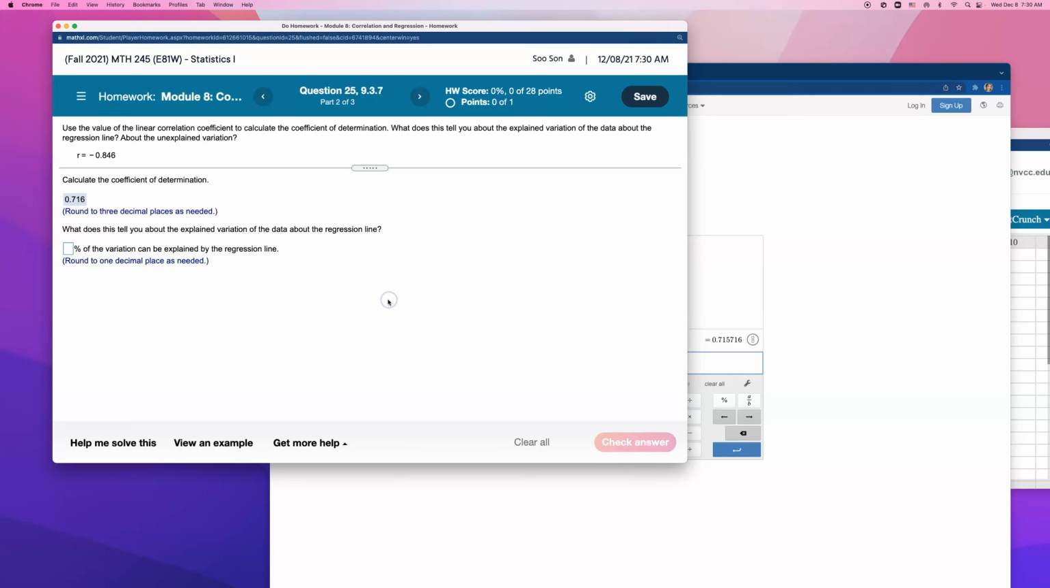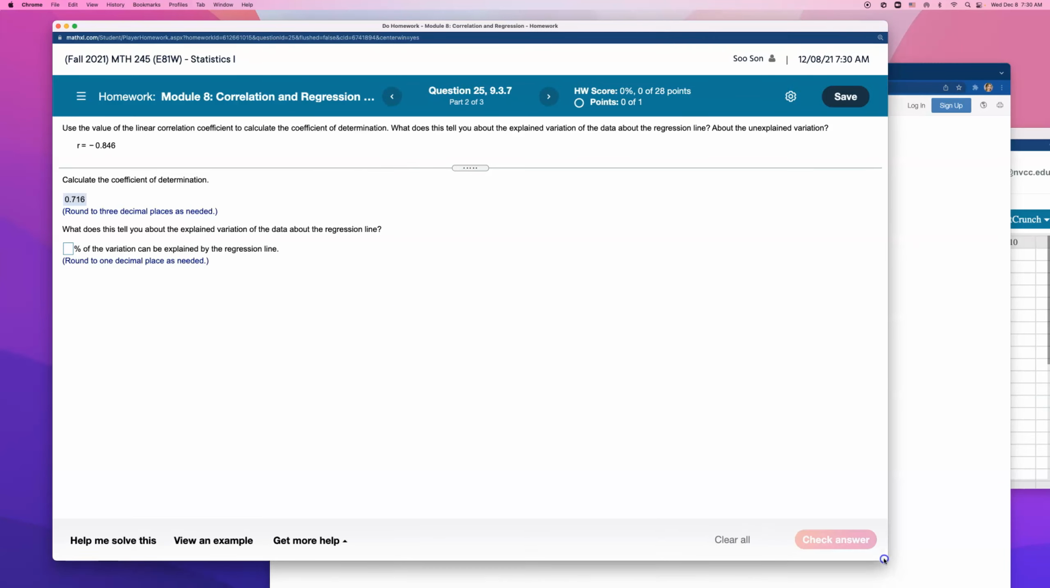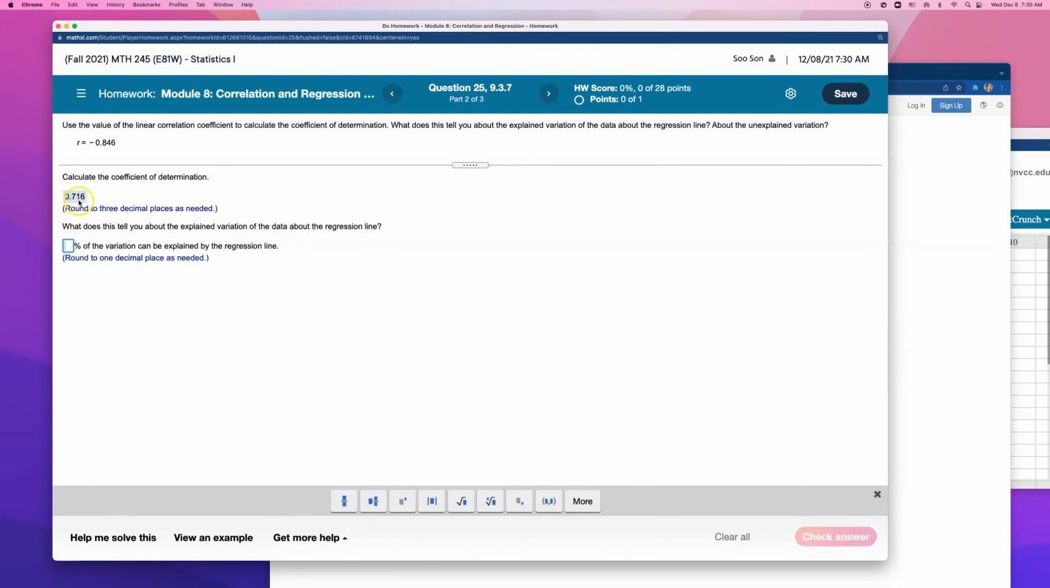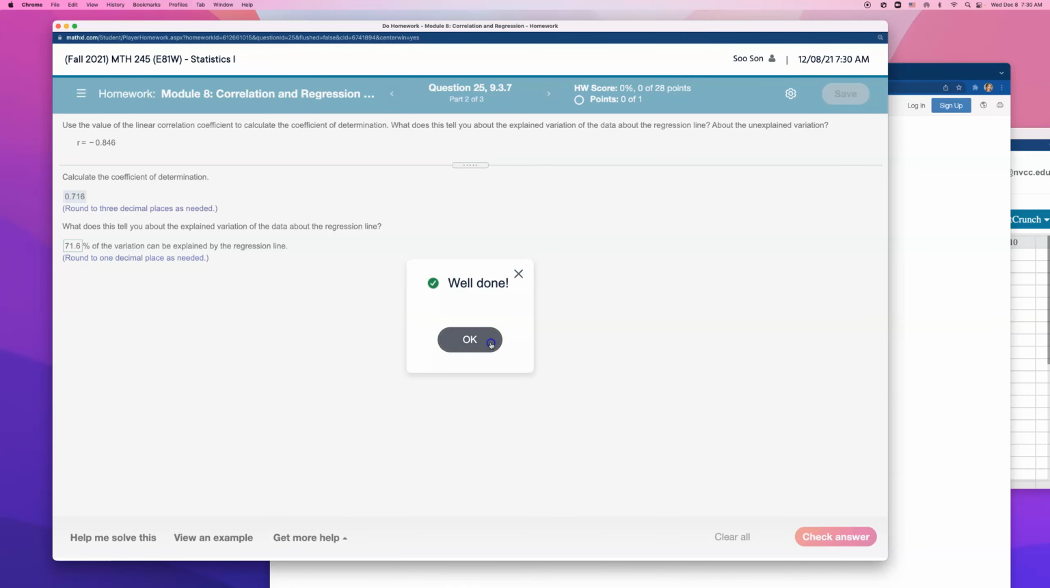So what does that number explain now? We have to know what that means. Remember, coefficient of determination is about explained variation. So let me read the second question. What does this tell you about the explained variation of the data about the regression line? Well, what we can say is, now look, 0.716. Convert that into a percentage. Multiply that decimal by 100. What do you get? We can say that about 71.6% of variation can be explained by the regression line.